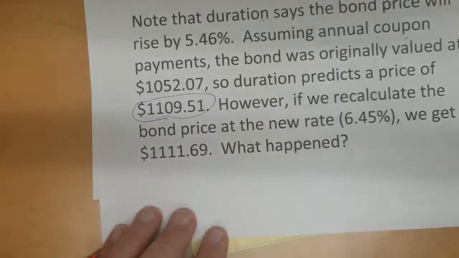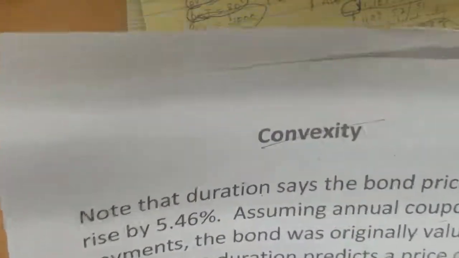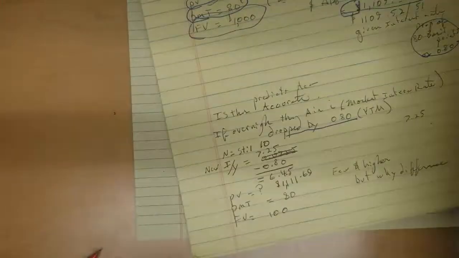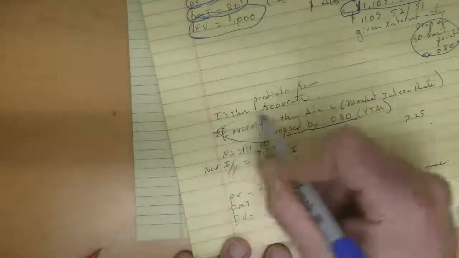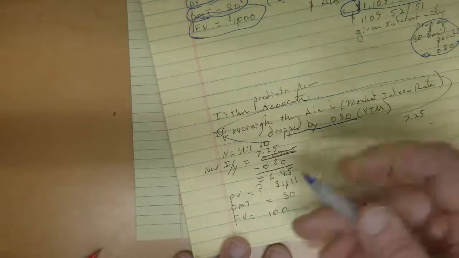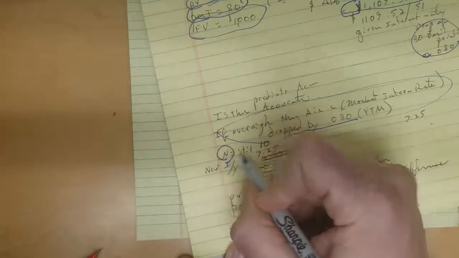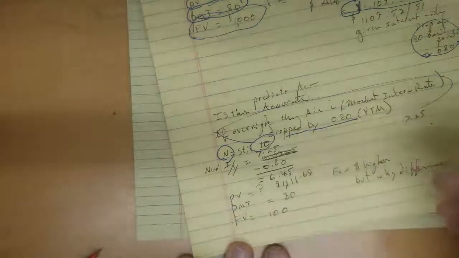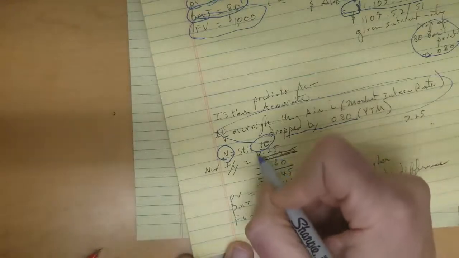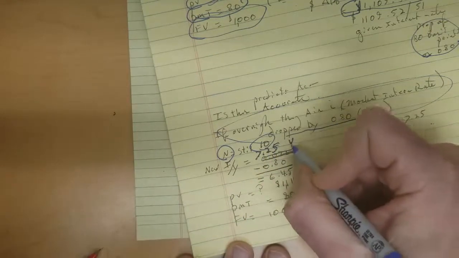1,109.51. However, if we recalculate the bond price at the new rate, in other words, what we're saying here is, how accurate is this prediction? And there's a point behind this that I'm trying to make. So I reworked it on my calculator, and it's still at 10 years because it happened pretty much overnight. The only thing I'm going to change is the 7.25 original yield to maturity.